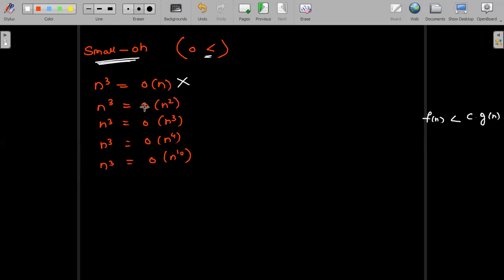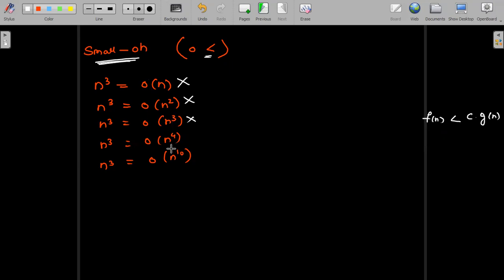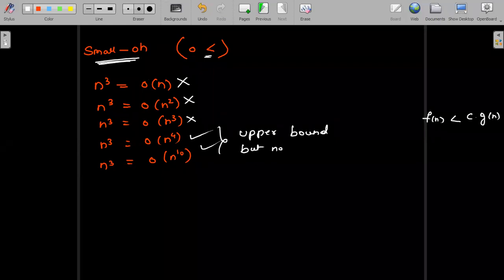Again here also, this is a greater one, so this also does not satisfy. Come back to here. When you go to big O, here it is satisfying. Yes or no? Here it is satisfying, but here it is not satisfying, that's why we cannot take this. Again this one, because the right side is greater. These two we will call an upper bound, but not tight.